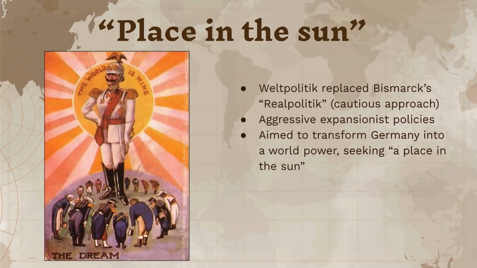Next, on to Germany's demand for a place in the sun. Under Kaiser Wilhelm II, Kaiser being his title like a president, Germany adopted Weltpolitik, aiming to become a global imperial power. Germany's late entry into imperialism created tension, especially with Britain and France, who already controlled large empires.